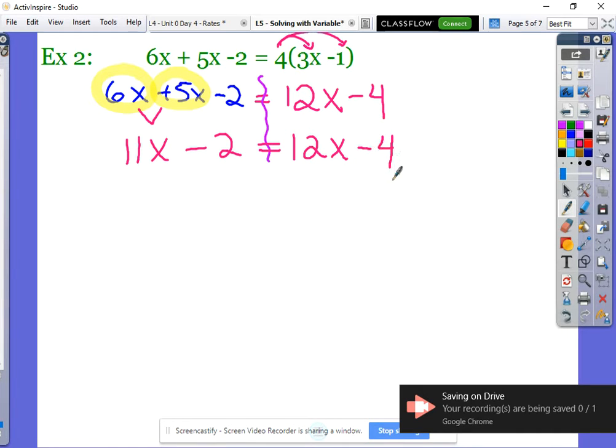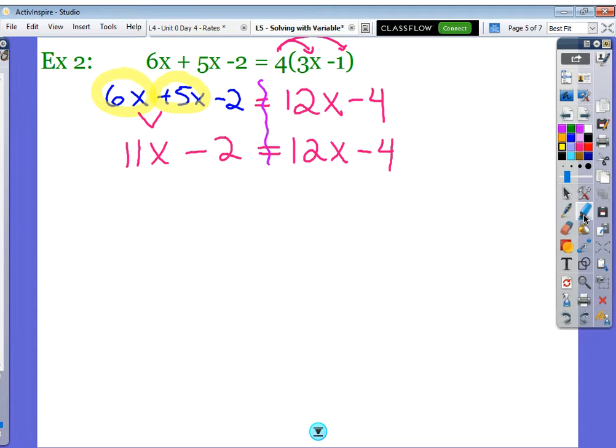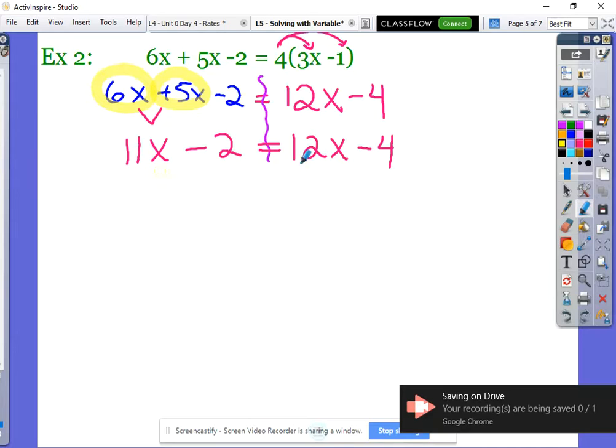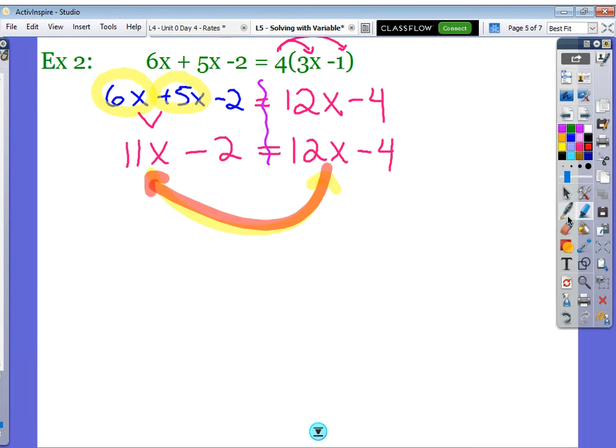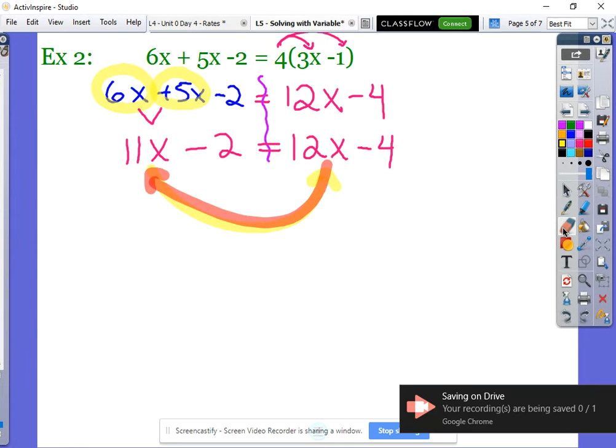12x minus 4. All right, so here's a point where we've got an 11x on this side and a 12x on this side. We've got a negative 2 over here, a negative 4 over here. So you have some freedom. You could either bring the 11x this direction or vice versa. You could bring the 12x this direction. It's completely up to you. You just want to make sure that you do it correctly no matter how you do it.